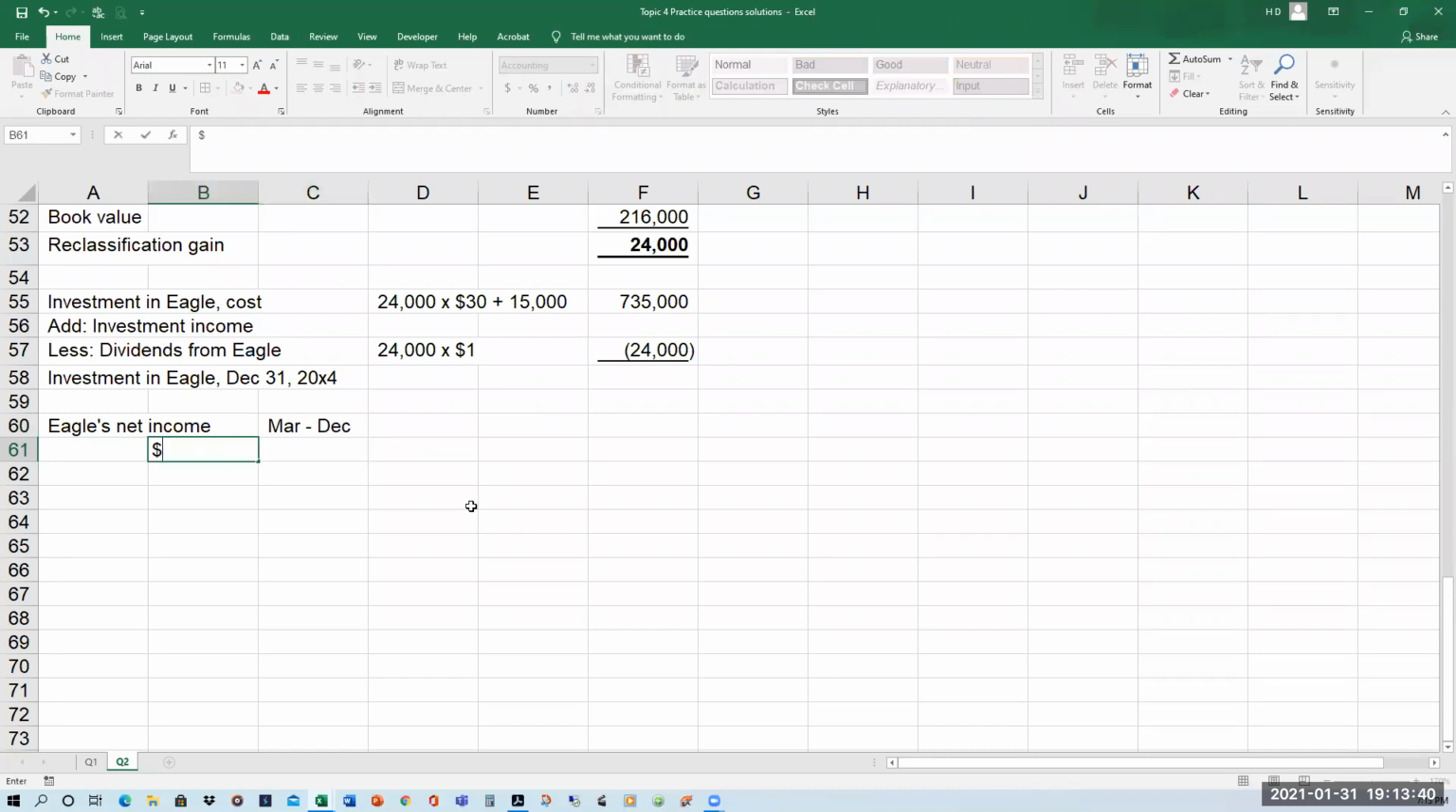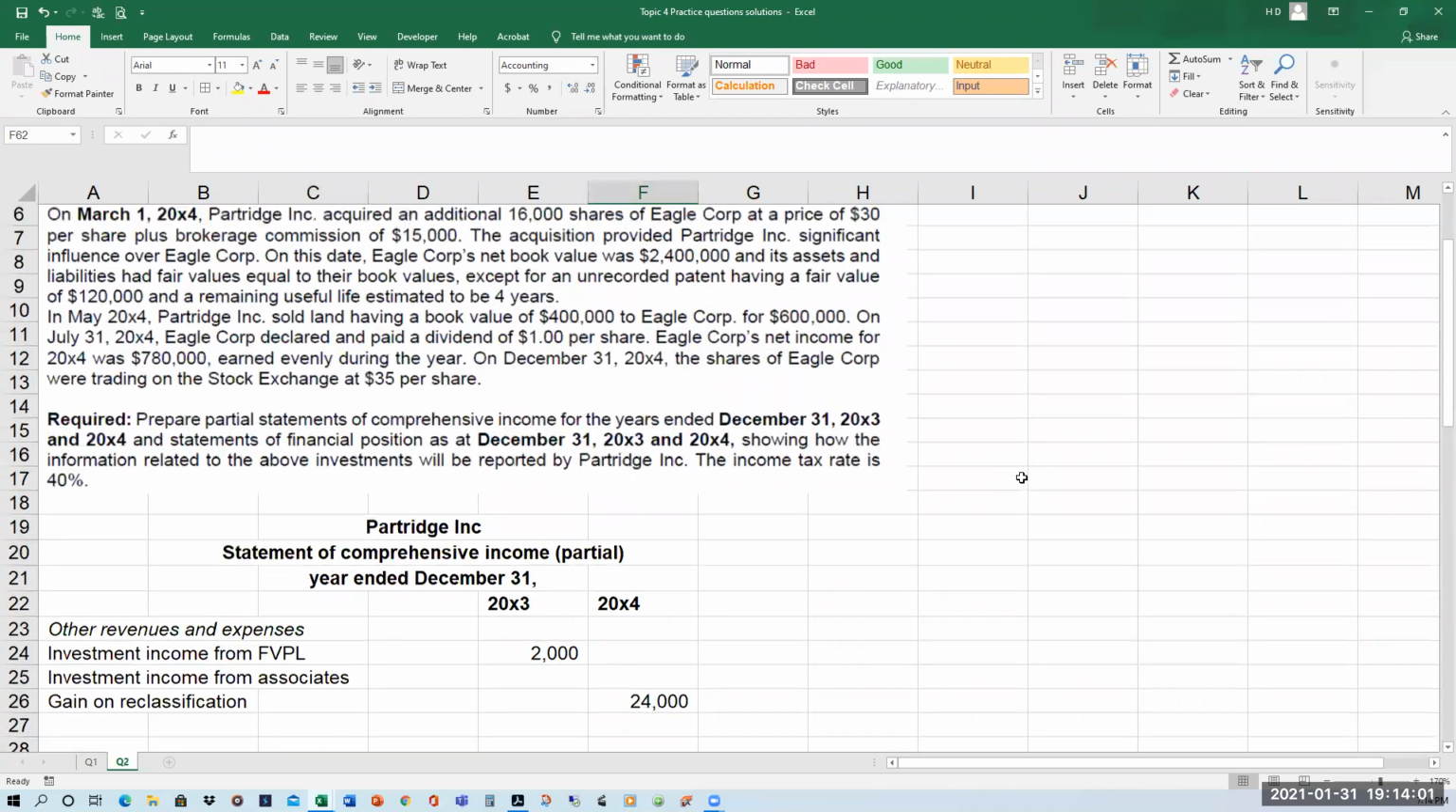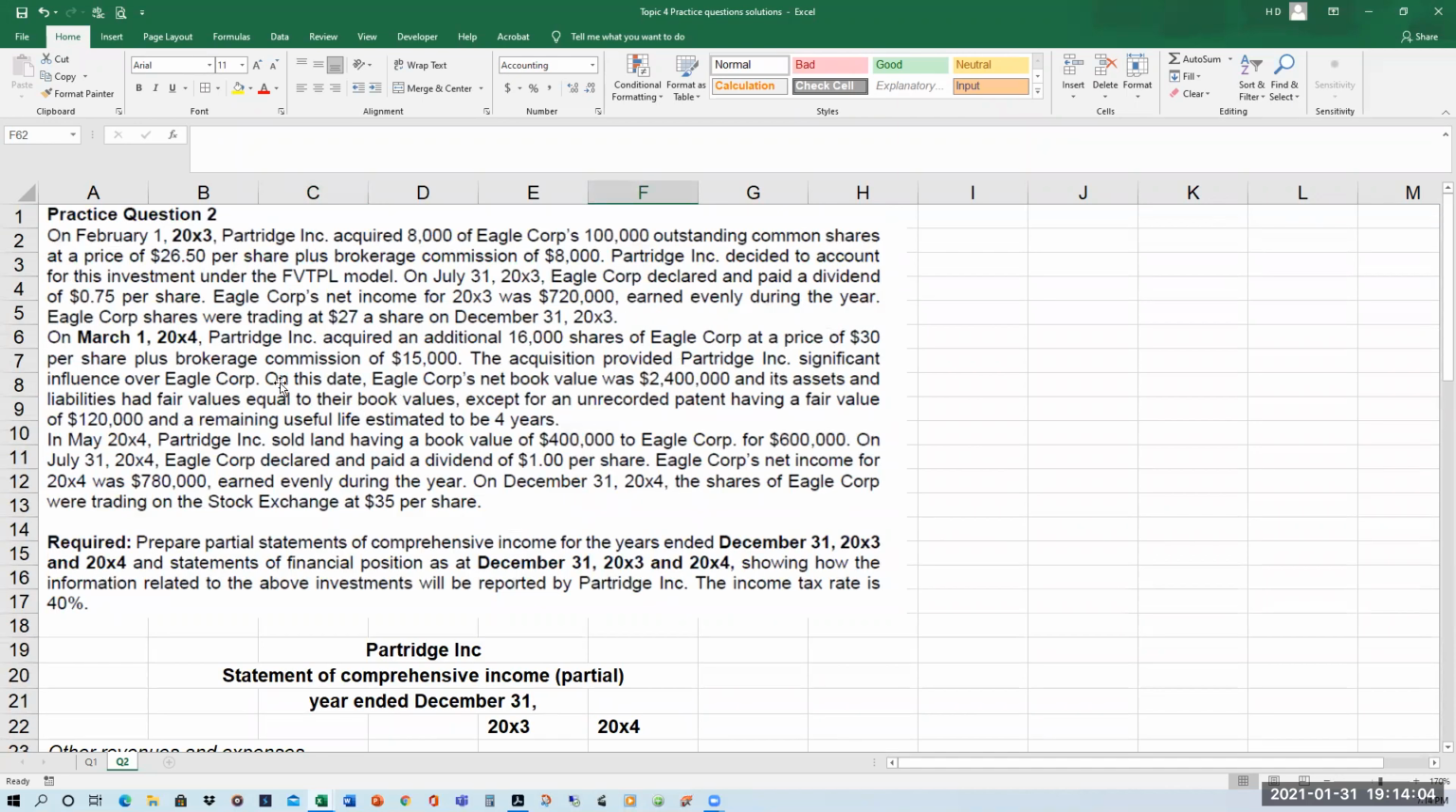So $780,000 was for a full year. March through December is 10 months. We need to pick up Eagle's net income for 10 months. That's 650,000. Partridge will be picking up 24% of this number. And we have to look at additional information. On this date, Eagle Corp's net book value was $2.4 million. Its assets and liabilities had fair values equal to their book values, except for an unrecorded patent with a fair value of $120,000 and a remaining useful life estimated to be 4 years.